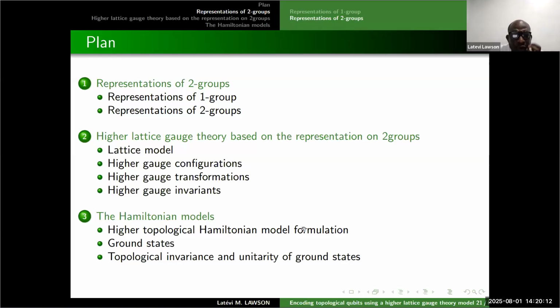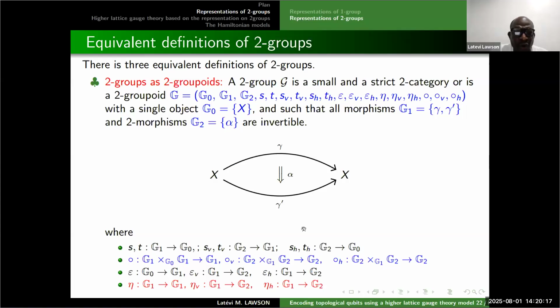Now I come to the 2-group. The 2-group is a generalization of the group. There are three equivalent definitions of the 2-group. A 2-group can be defined as a 2-groupoid, and a 2-groupoid is a 2-category where all the morphisms are invertible. We have the set of objects, where S here is an object, and the one-morphisms are the applications that link the objects of the set of objects, okay? And we have the second, the two-morphisms, that link the one-morphisms to each other, which is given by alpha. We have S, T, and all those maps, which are composition maps, well known in the literature. I'm not going to define them here; I send you to the literature to look at how these maps are defined. S and T mean the source and the target of the category.